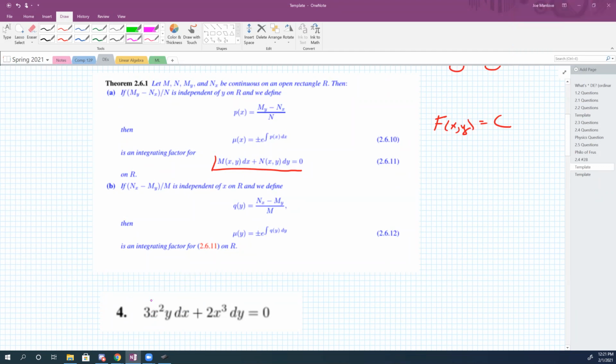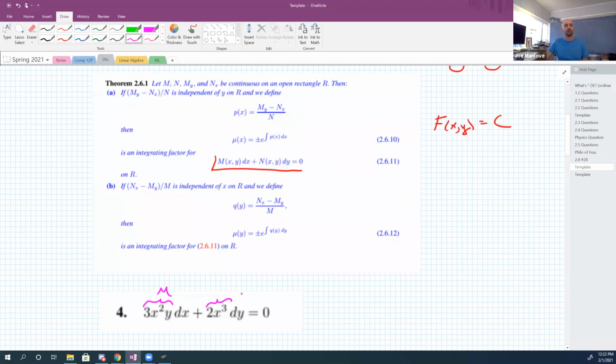Well, m is the part before dx. Okay, so that's m. That's n. This one's n then? Yep. Okay, so I need to verify that M, My, and Nx are continuous on some open rectangle. Are these continuous on an open rectangle? They're polynomials in x and y. They are not only continuous on an open rectangle, they are continuous on any open rectangle, which is a lot better. Okay, so I feel like I can write check on continuity.